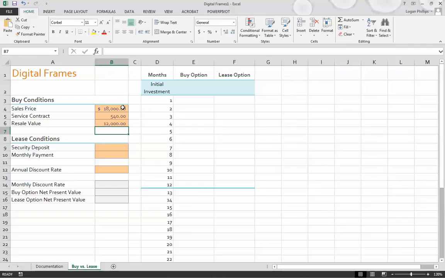Under the lease option, Linda will be able to lease the equipment for $325 per month for the next 36 months. That's 3 years, guys. She will also have to pay a $1,000 security deposit at the time of the purchase. She won't need to buy a service contract because the company provides service on the computer it leases. Enter the values in the buy versus lease worksheet in the cells B9 and B10. Okay, we know she's going to have to pay a $1,000 security deposit, and she's going to make monthly payments of $325.